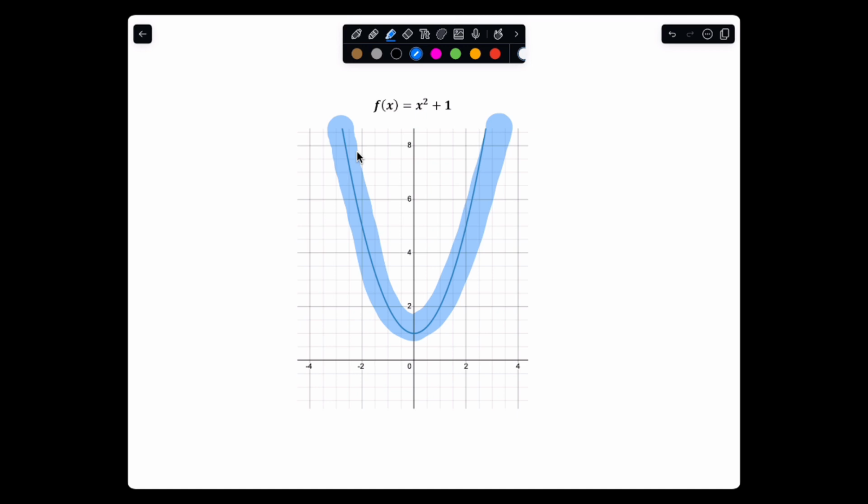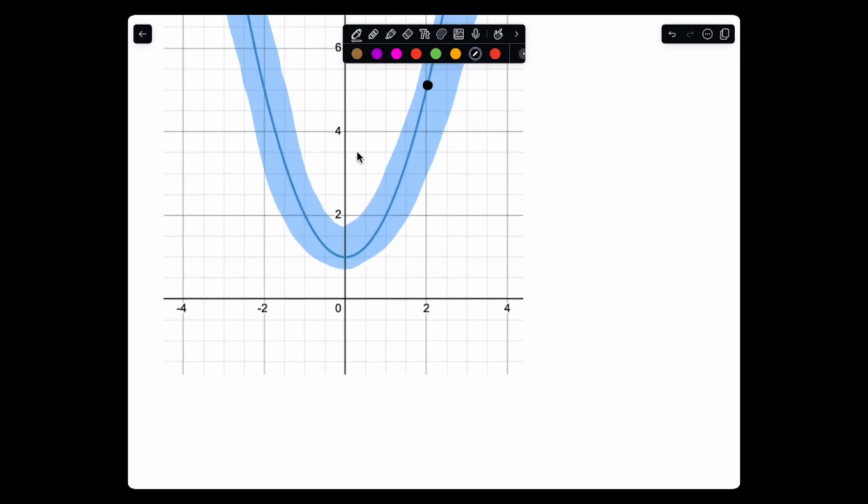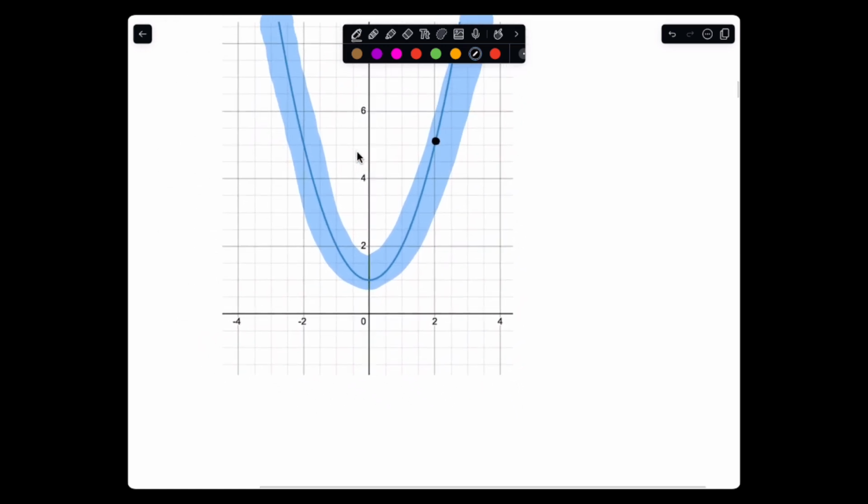When I drew the curve, what did you guys notice? Did I ever pick up my pencil at any location? No. It's a nice, beautiful, continuous curve. I never picked up my pencil. So graphically speaking, if I pick, for example, 2 here, I want you guys to see the graphical picture.